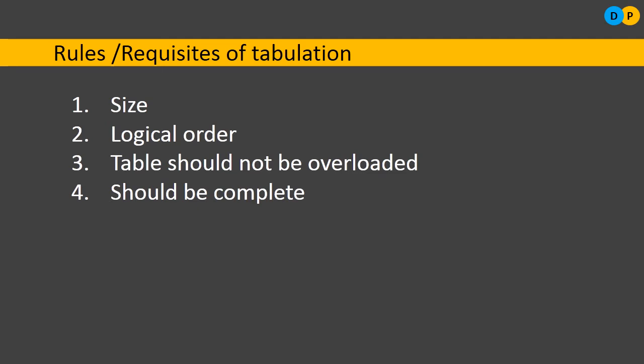Next rule is it should be complete. So what do you mean by complete? It means that the table should not be left with any piece of data missing. For example, if I am representing a student table, or if I am representing the sugarcane production in a particular country, then I need to consider all the data which is necessary to put forward the facts. If I miss out the production of a particular year, or what was the production in terms of tons in a particular year, then it will become incomplete. So always the table should have complete data in all respects.